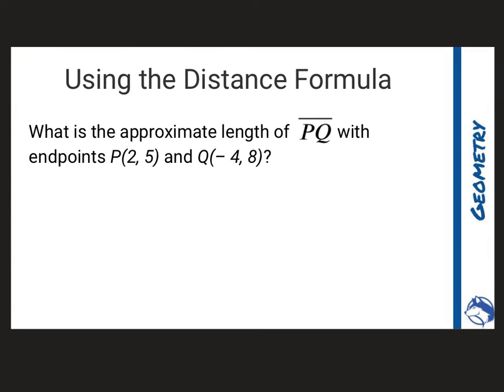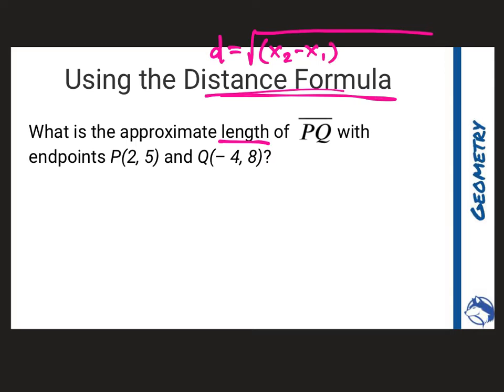Okay, so they are asking us to find the approximate length here. So what that means is that we are going to be using the distance formula. And anytime you see the distance formula, I want you to think of the equation where d is equal to the square root of (x2 minus x1) squared plus (y2 minus y1) squared. So I'm going to go ahead and use that.